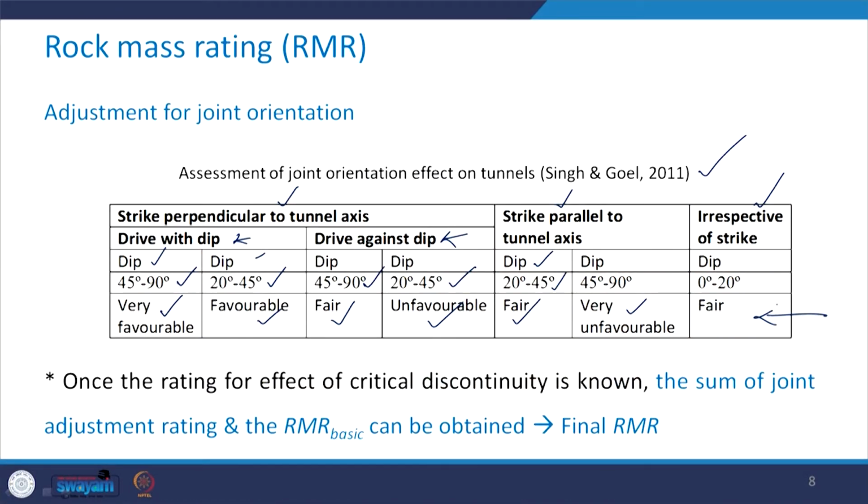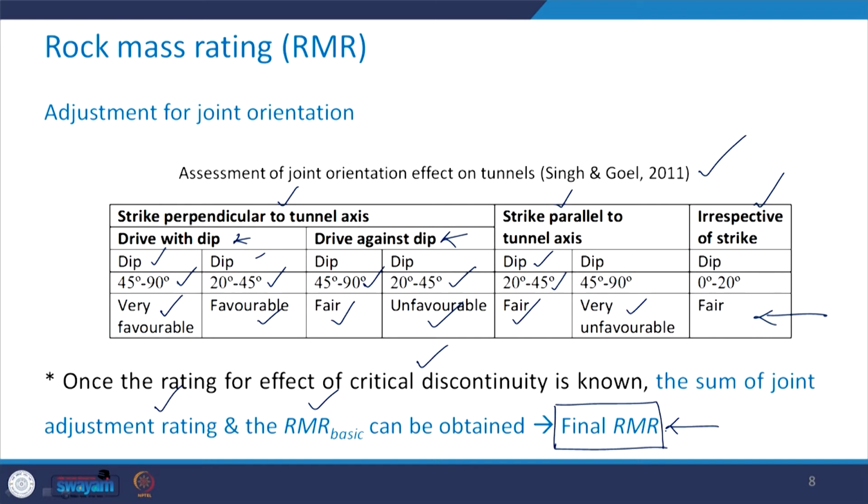Similarly, you can decide for slopes or the foundations on weak rocks. So first you make use of this table and decide which condition this belongs to, and then refer to the previous table for the corresponding value of the adjustment for joint orientation. Once the rating for the effect of critical discontinuity is known, the sum of the joint adjustment rating and RMR basic gives you the final value of RMR.